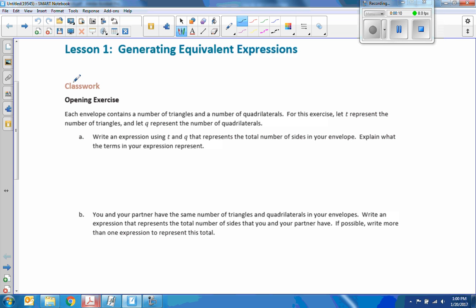Okay, we're moving right along now. We're in Module 3, Lesson 1. Okay, so this is generating equivalent expressions.